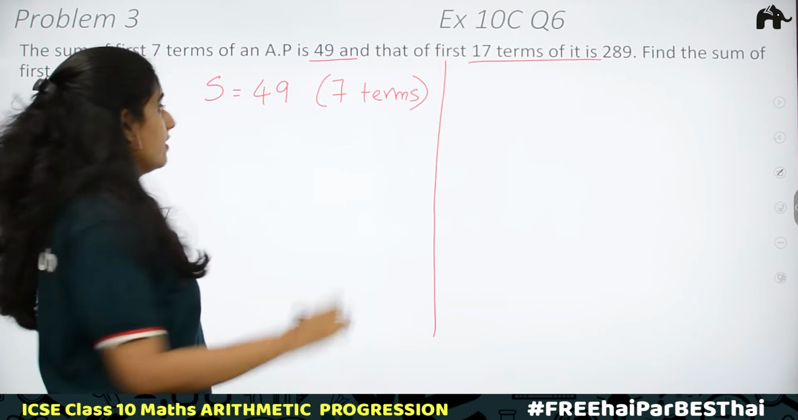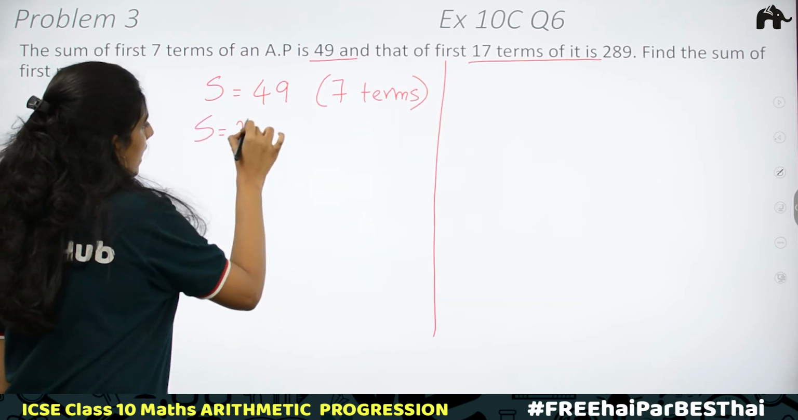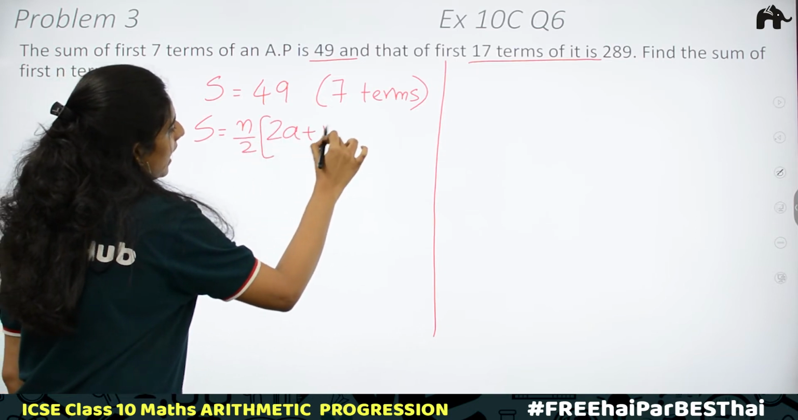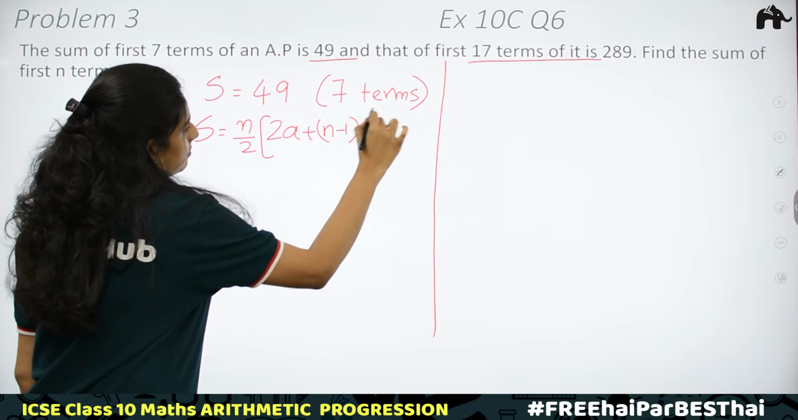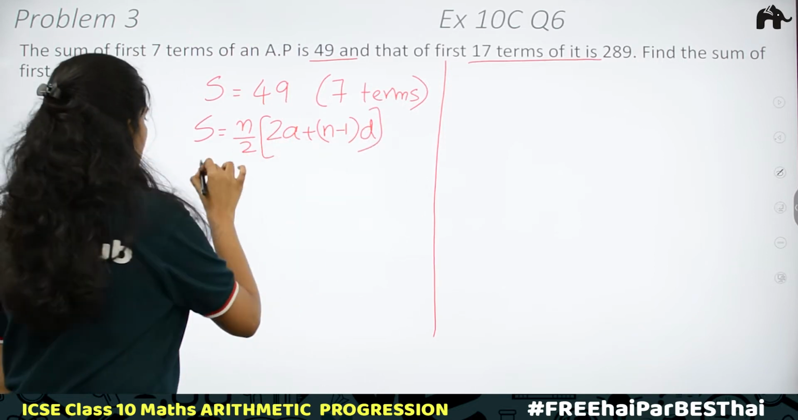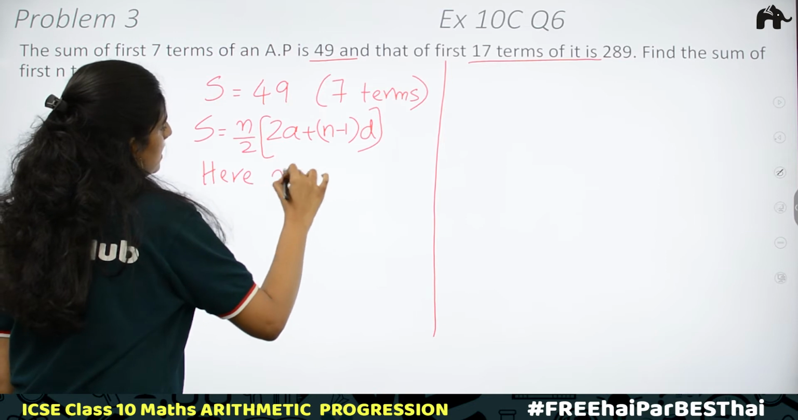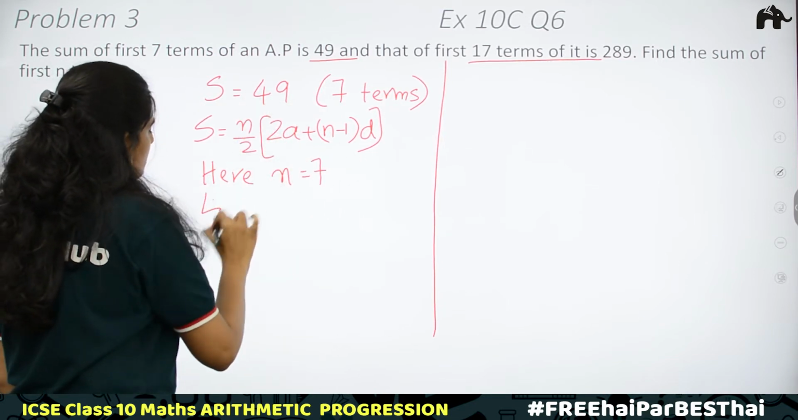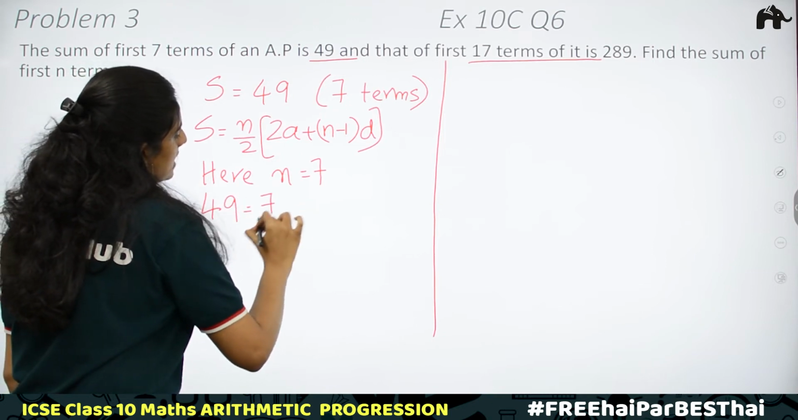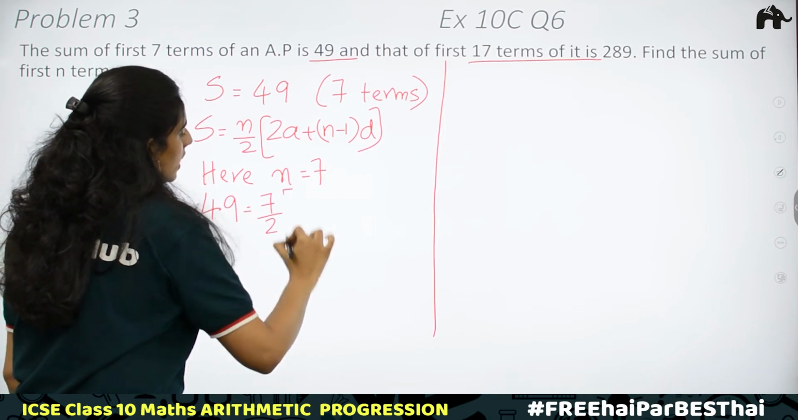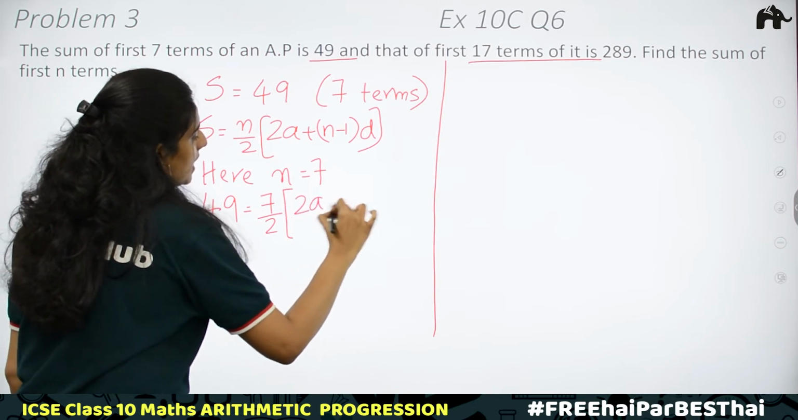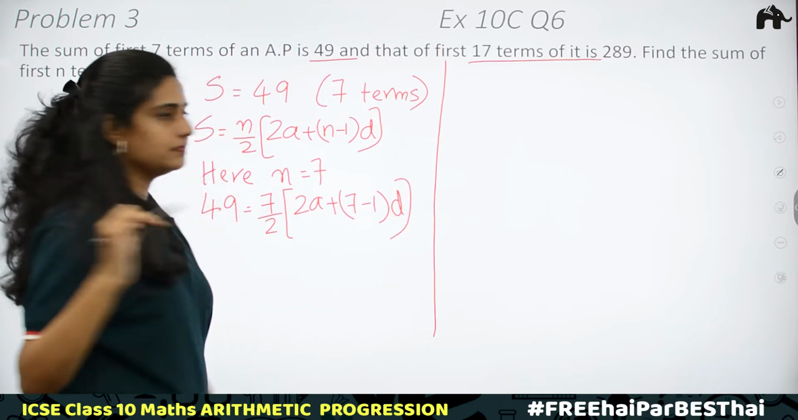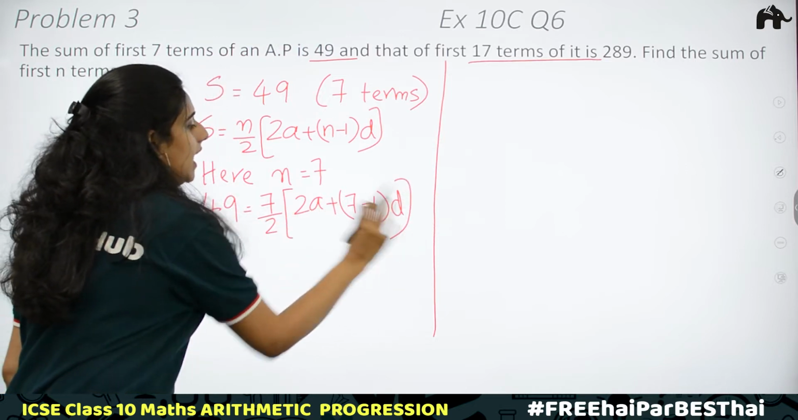Okay. We have the formula to find the sum: S is equal to n by 2 into 2a plus n minus 1 into d. Here, what is n? Here n is equal to 7. Now substitute. The sum is 49, which means 49 is equal to 7 divided by 2 into 2a plus 7 minus 1 into d. Okay. We don't know what a and d are.